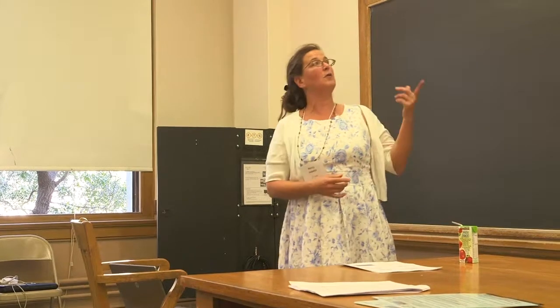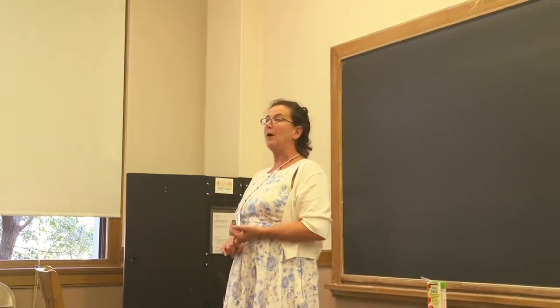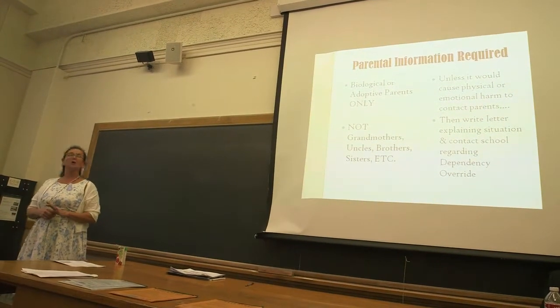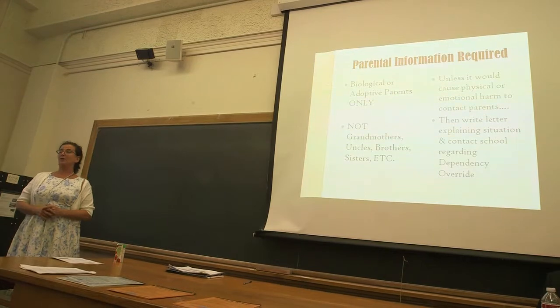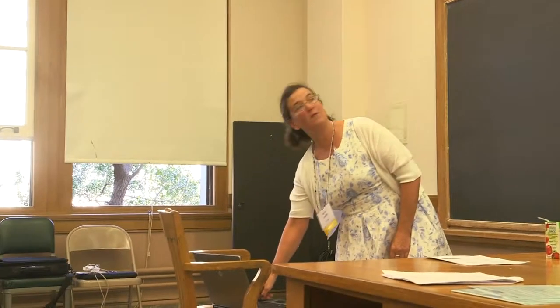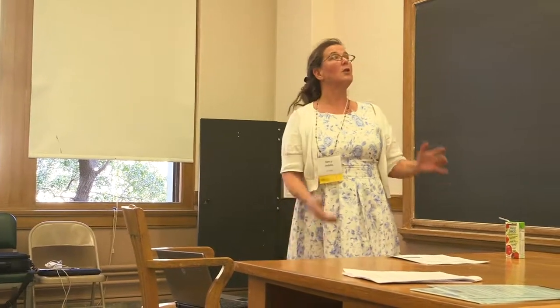And I'll get to the income question in one sec. When they're talking about parental information, they're talking only about biological or adoptive parents. They're not talking about a grandmother that you live with or your aunt or uncle. The only reason that information would not be included is if it would cause some kind of physical or emotional harm for the student to contact their parent. In that case, they would contact the financial aid office, write a letter documenting what's going on, and then see what the next steps would be from that financial aid office. So even if parents are living in another country, they're still required to put parental information on the application.